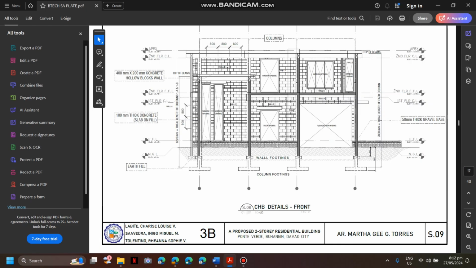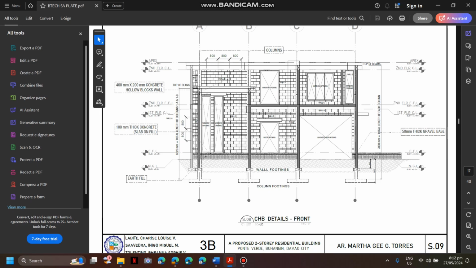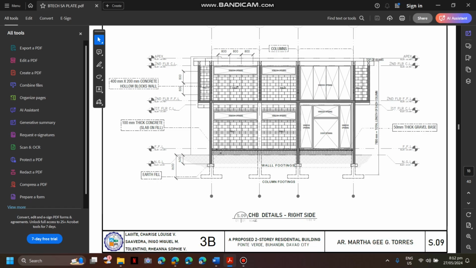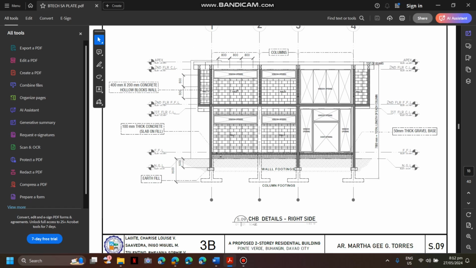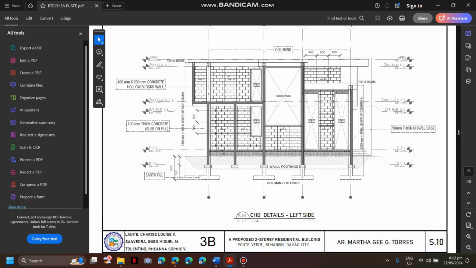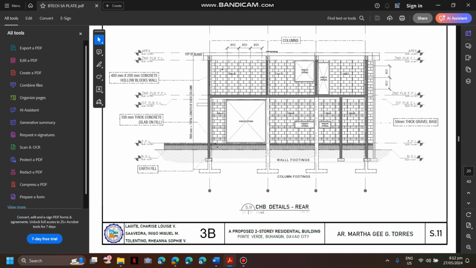Here we have the CHB details front. So we use this 400 millimeter by 200 millimeter concrete hollow blocks as our chosen CHB. Then we got the area of the wall, minus the openings from the windows and doors, as well as the garage door openings. Then it will be shown further on in our calculations. So just a quick run through of our plans will be presented in this section.